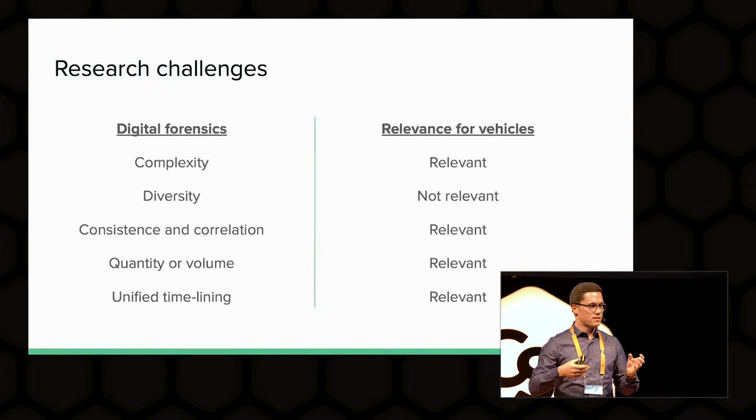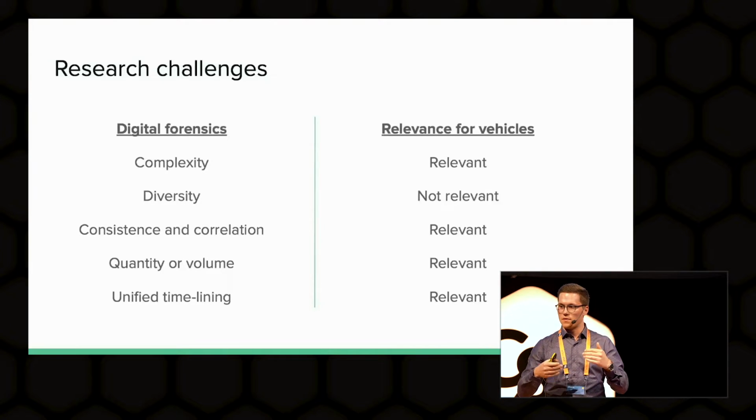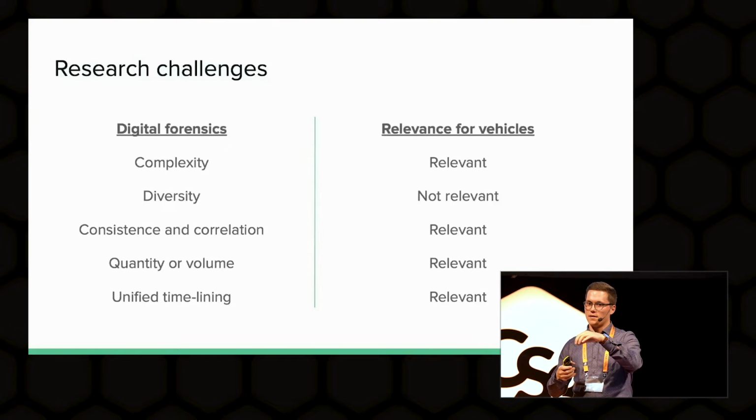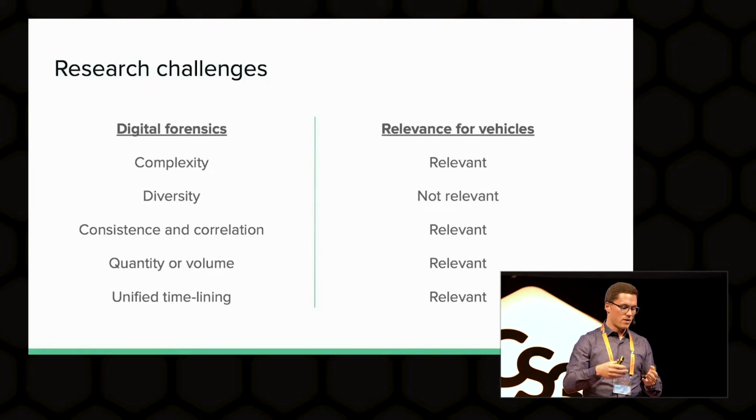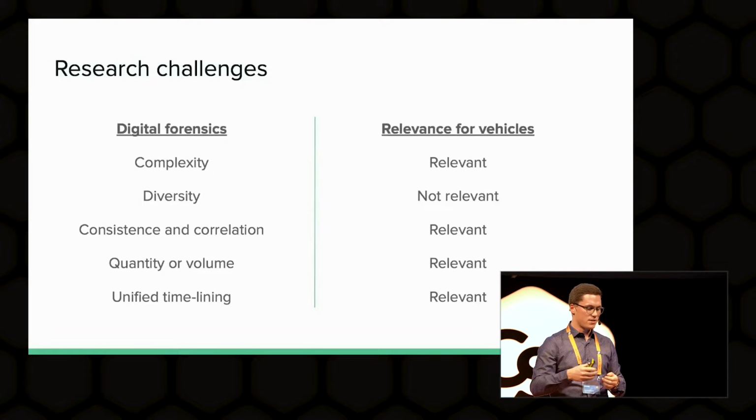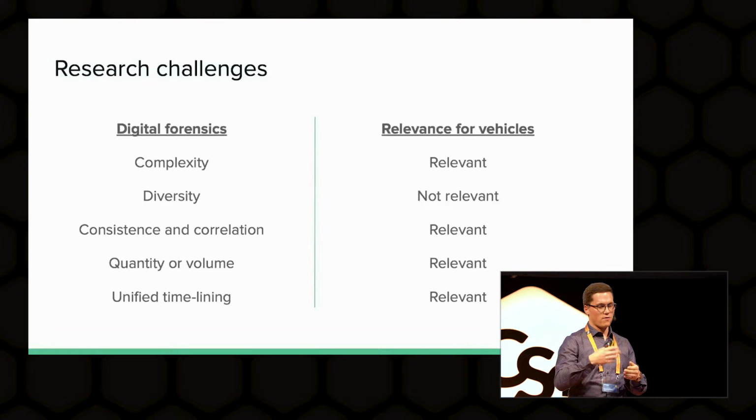The quantity and volume problem is kind of similar to the two above. This means that we collect data from different sources, and at the end, if we finish with data acquisition, we have a lot of data we need to analyze. This is relevant for vehicles because in newspapers and in publications, you always read that we have more than 100 ECUs installed in a modern vehicle, which is a lot.